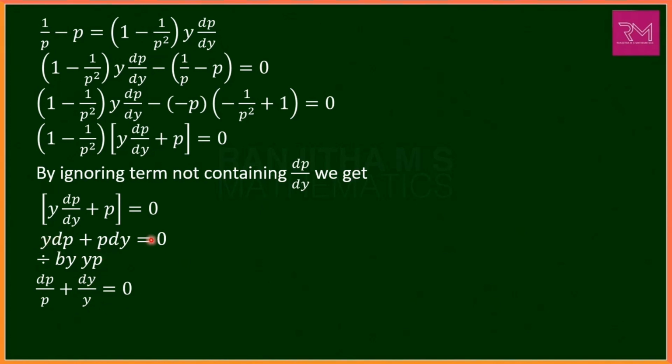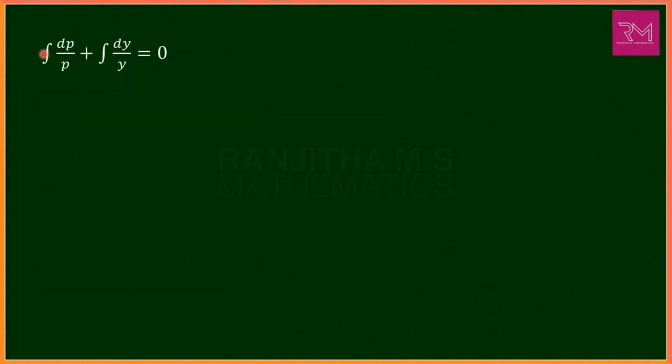If we divide throughout the equation by yp, in the first term y gets cancelled, remaining dp by p, plus in this term p gets cancelled, remaining dy by y, which is equal to 0. Now we can integrate this equation. Applying integration, we get integration of dp by p plus integration of dy by y which is equal to 0.